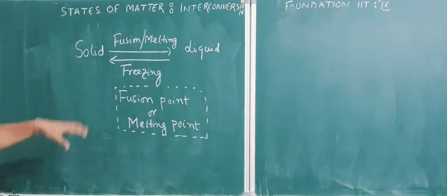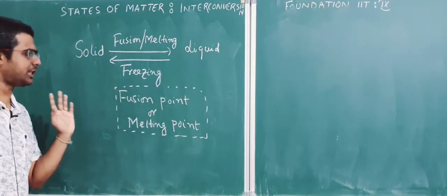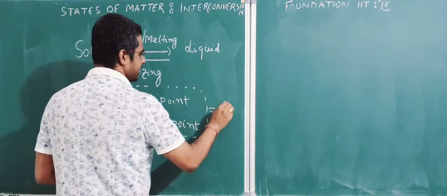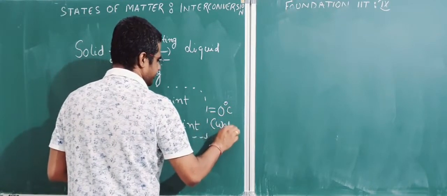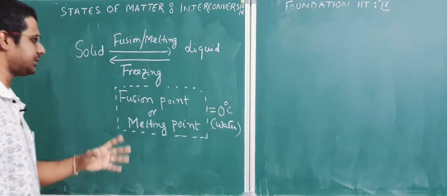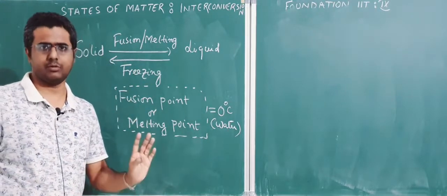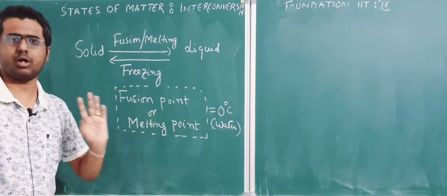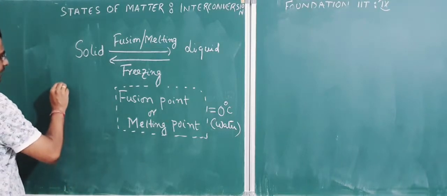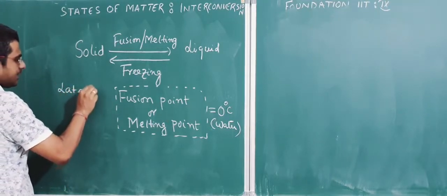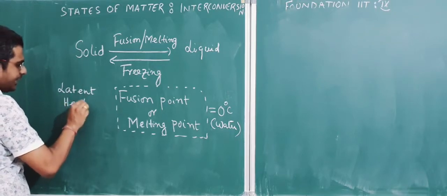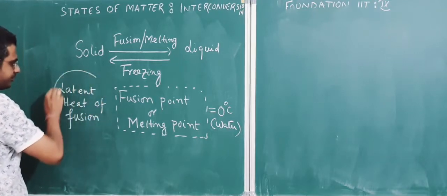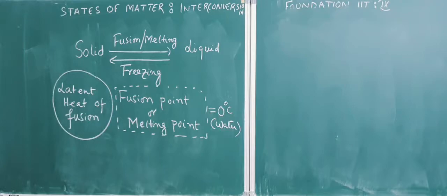Next, at this point we have learnt there is no temperature change, temperature remains constant, that is for water at 0 degree Celsius. The temperature remains constant till all the ice changes to liquid water, right? So at that point of time, whatever heat is supplied is called latent heat. The term for this is latent heat of fusion.